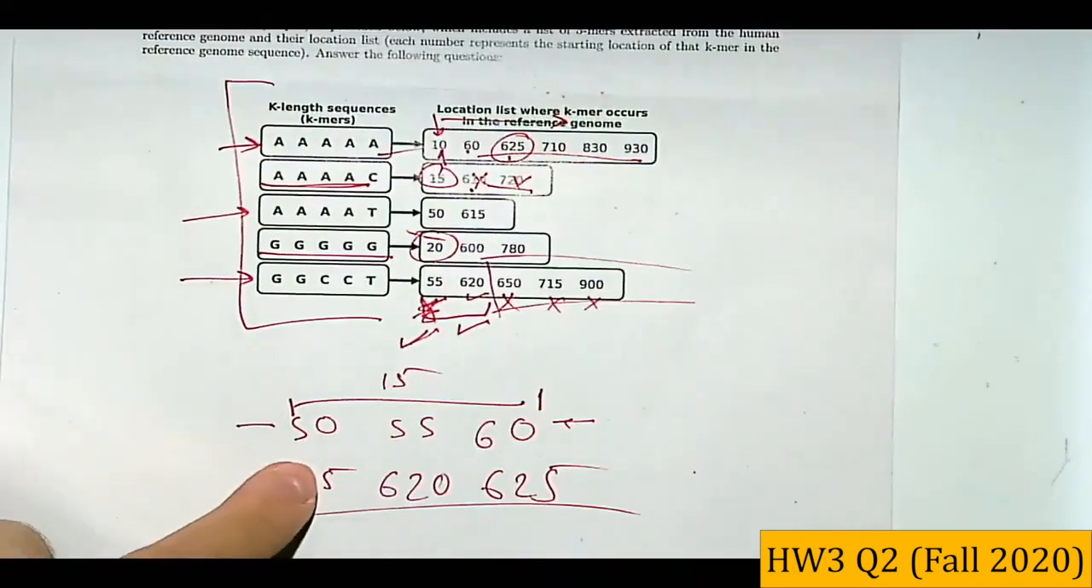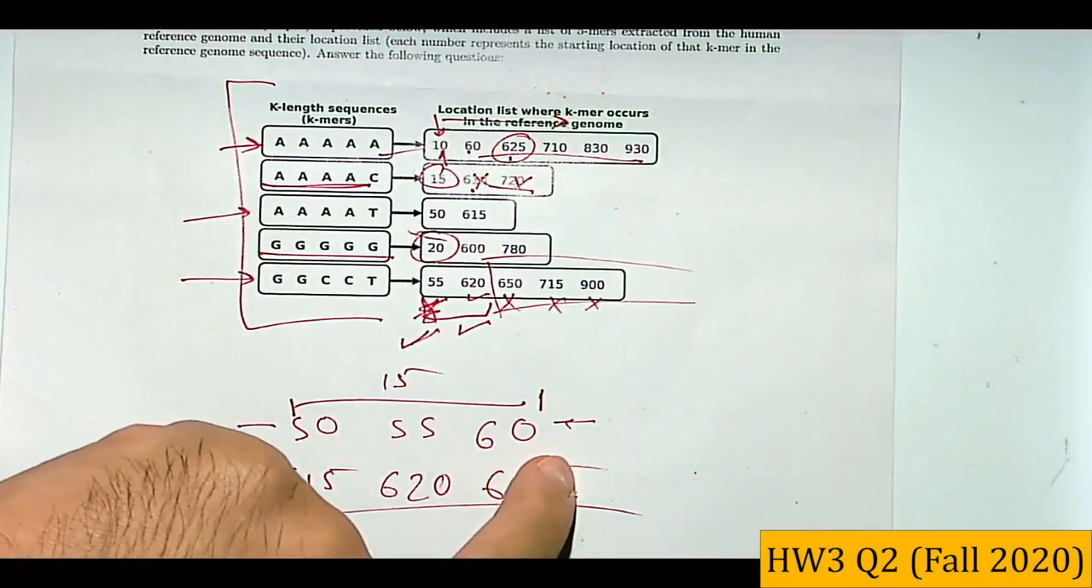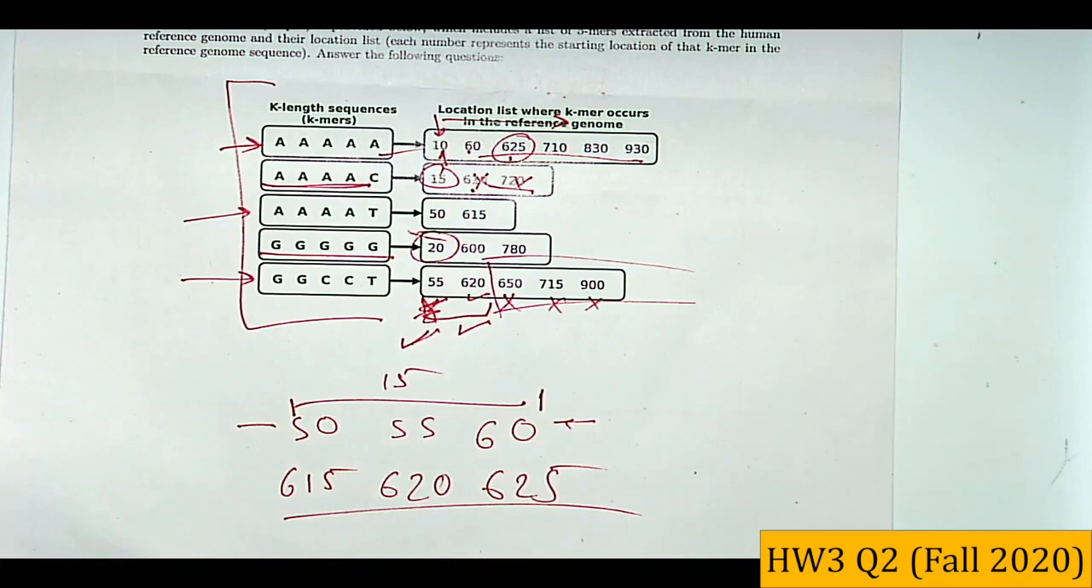So you have from 50 to 65, this portion in the reference. The reference is 3 billion characters, around that, 3.2. Okay? So we only go to the location 50 all the way to 65. And then we pick this string, we go to the read, and we compare them together. Now they are equal length.